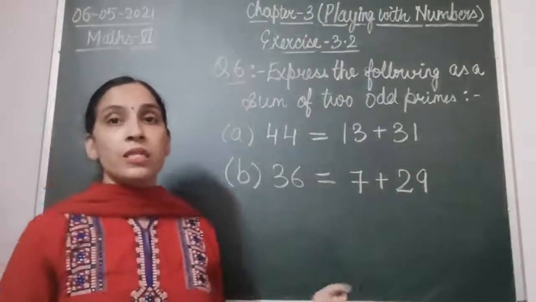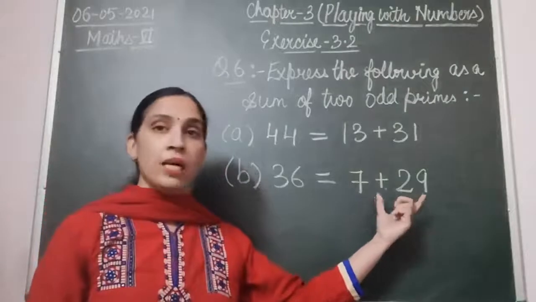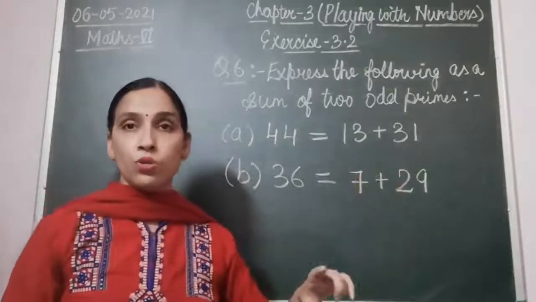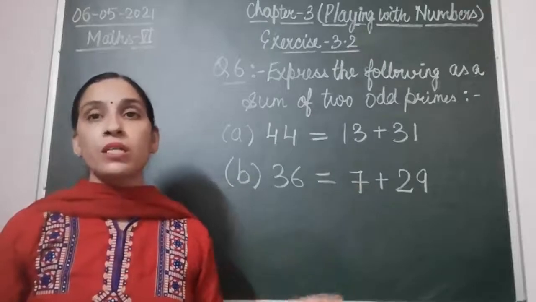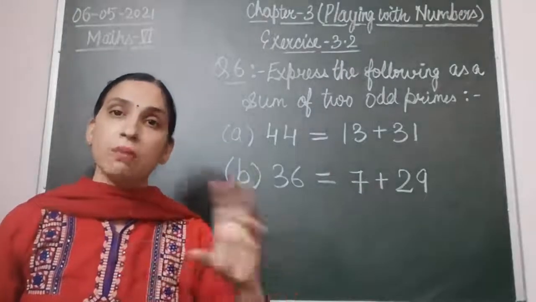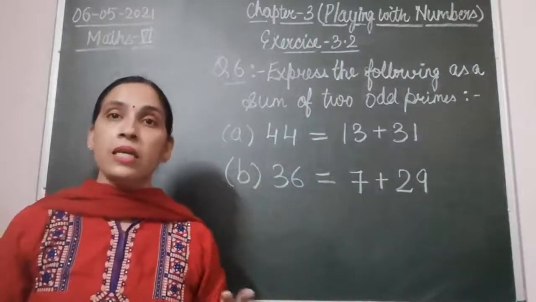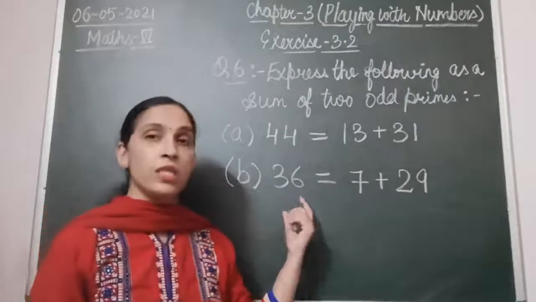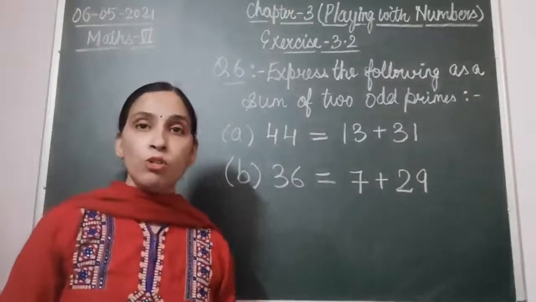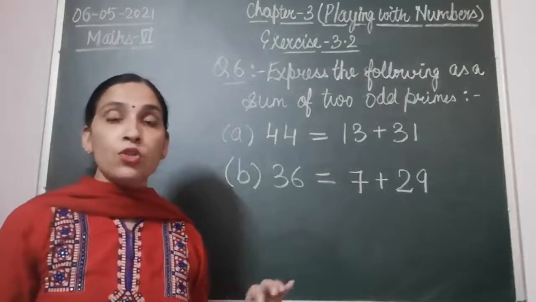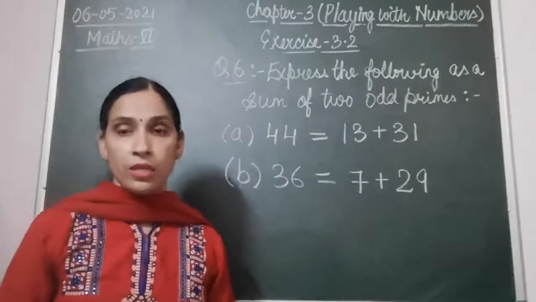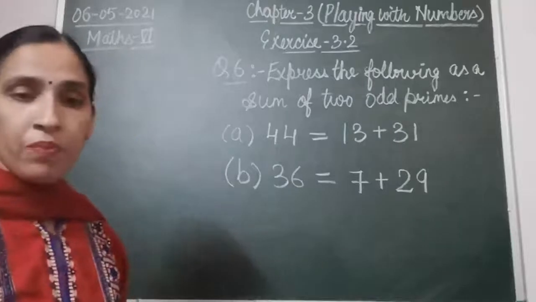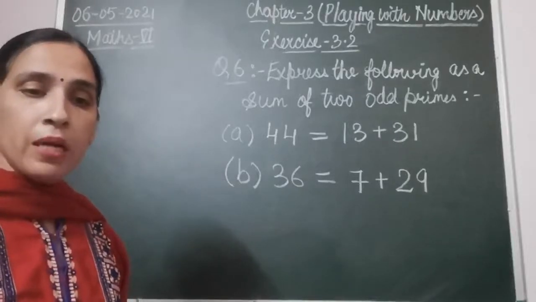It is not necessary that there is only one solution. You can write any other also. If you find that we add 17 plus some other number and the addition is also 36, then you can write that as well. It is not necessary that this is the only solution of this question. You can write any one. Now we'll come to C part.